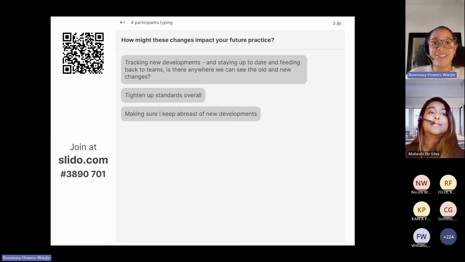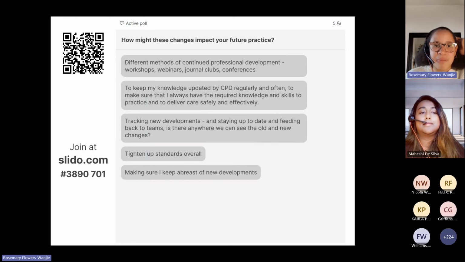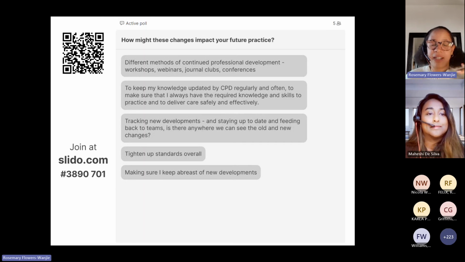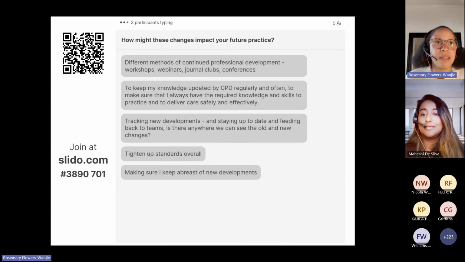Oh, this is a great question, and I love it because it goes direct to a document that we've created. Someone has asked, in terms of tracking new developments, is there anywhere we can see the old and new changes? So yes, if you go to the revised standards section of our website, and Mahesh, I'm going to ask you to pop that into the chat if that's all right. You will find a number of different documents, and I will come on to those a little bit later. There is a document there that has the old standards and the new and what has actually changed. So great question, thank you.